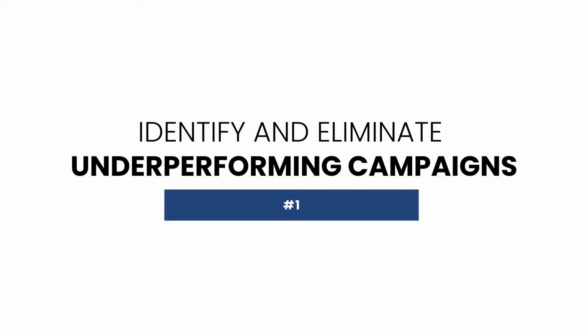Strategy number 1, identify and eliminate underperforming campaigns. Now, this is all about cutting out bleeding campaigns. These are the advertising campaigns that are just draining your budget and not delivering results. They have lots of ad spend with no orders. So you're spending a lot of money, but you're not actually getting anything back in return.